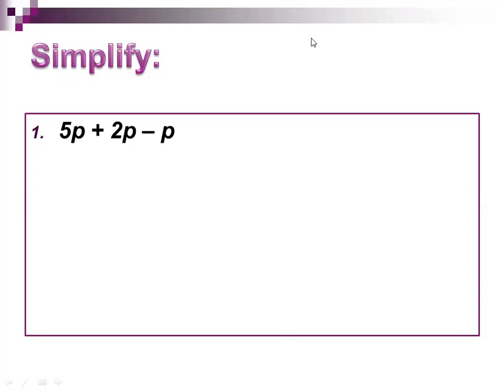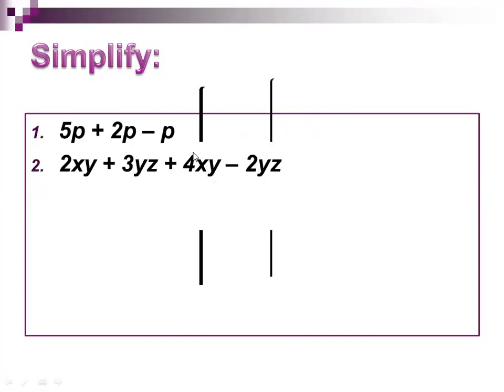Okay, one minute. Okay, 5p plus 2p... very good. All of you are giving the right answer. That is very good. Yes, the correct answer is 6p. Now move on to the next one. This one: 2xy plus 3yz plus 4xy minus 2yz. You can simply solve it. This is very simple.